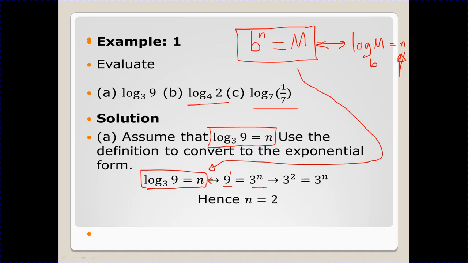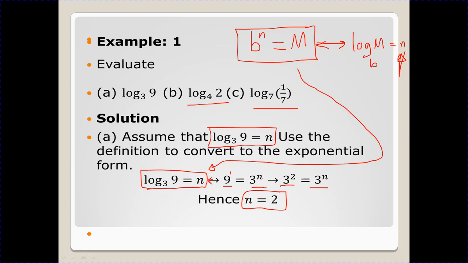So I'm going to write 9 as 3 to the power 2. I know that 9 equals 3 to the power 2. So the left hand side will be 3 to the power 2, and the right hand side 3 to the power n. Same base, so the powers should be equal. If the bases are equal, then certainly the power, or exponent, or indices should be equal. So n for this problem equals 2. So log 9 at the base of 3 equals 2.